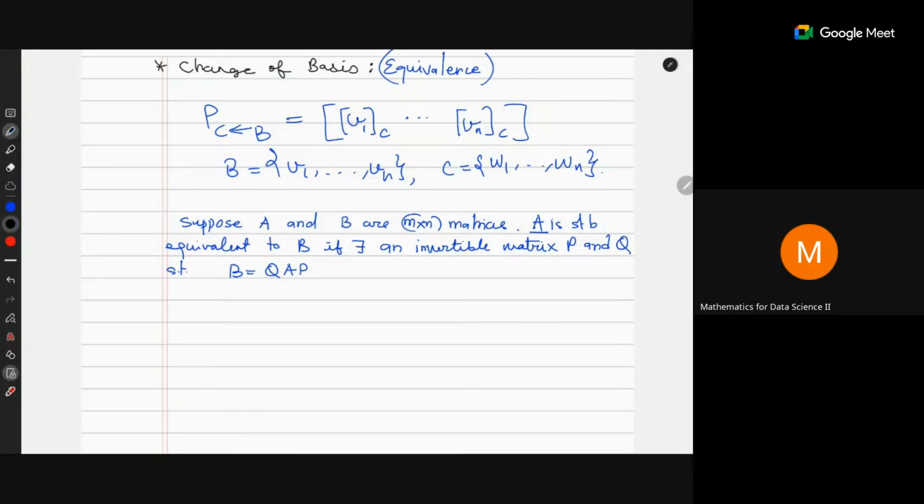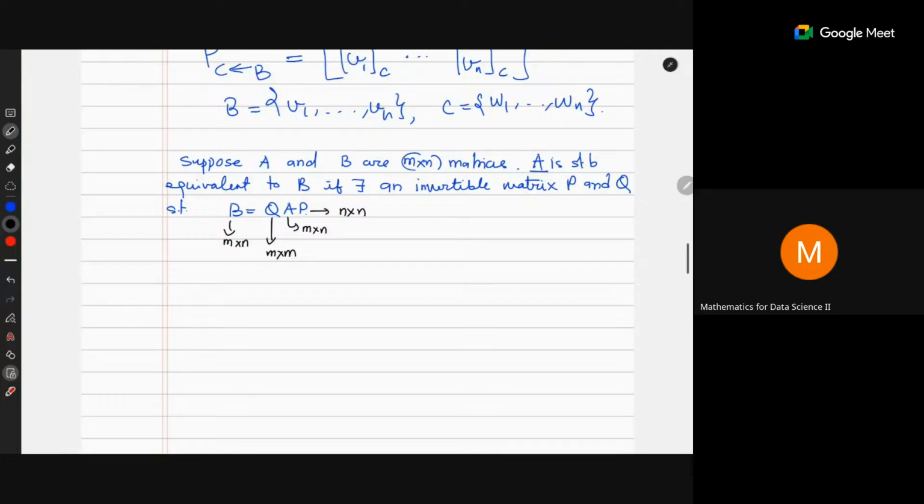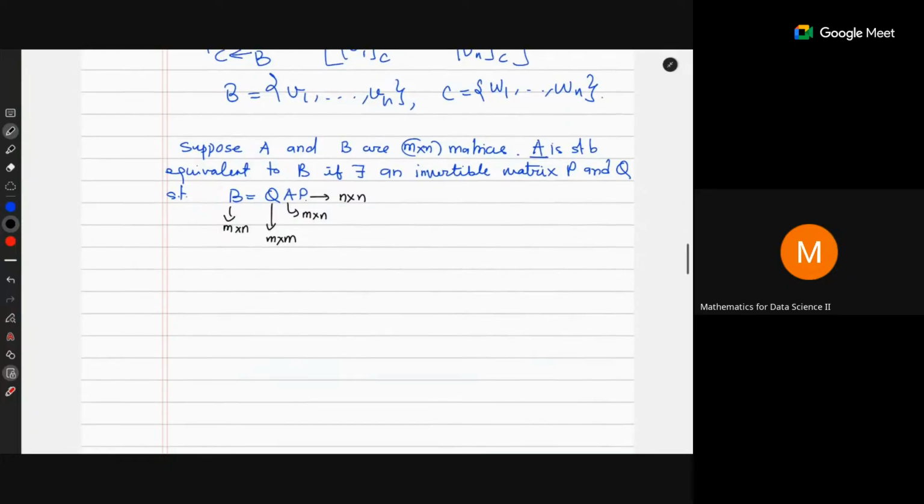Now, what is the order of A? Order of A is M cross N, order of P is N cross N. What would be the order of Q? It is M cross M. All right.